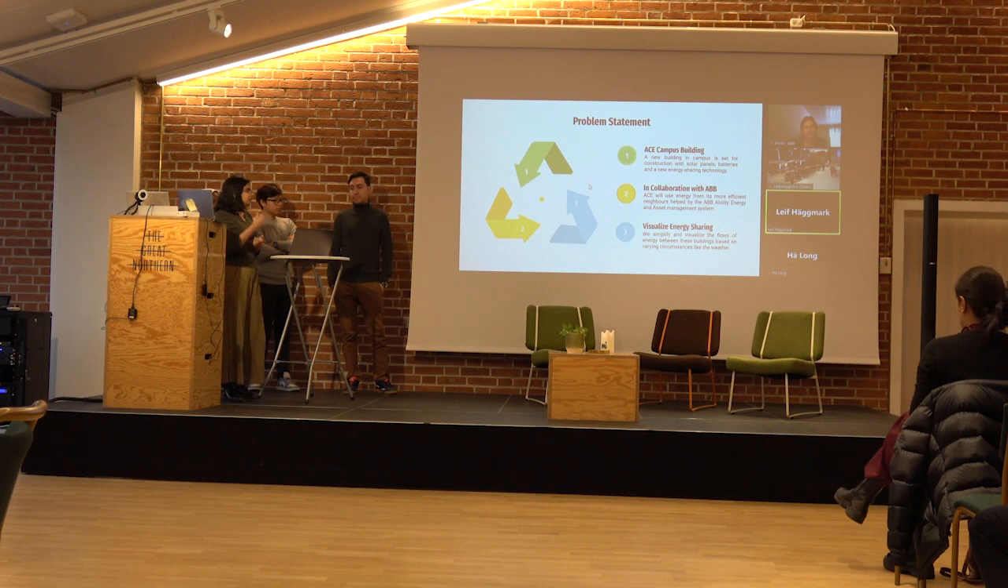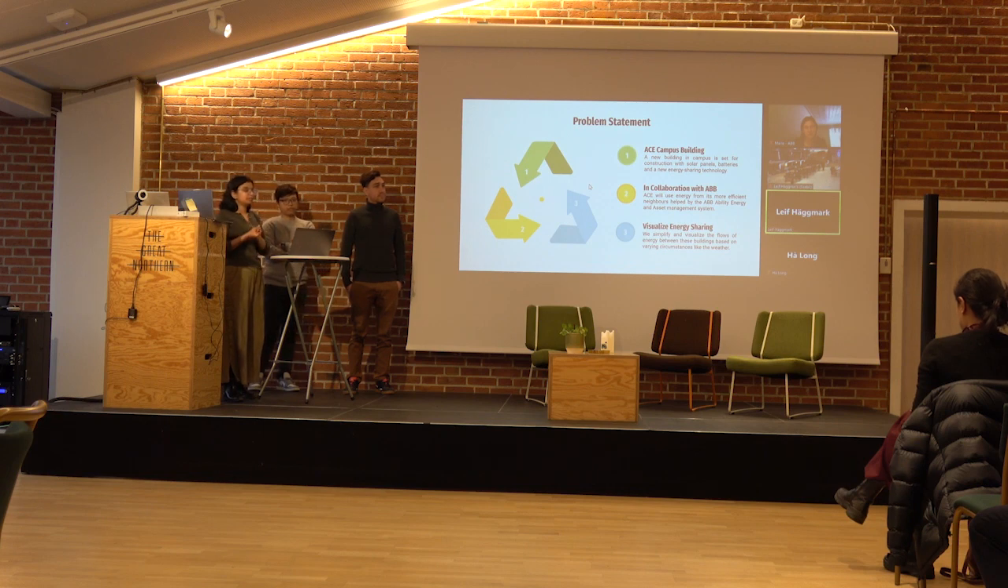So the problem statement has three subparts. Our solution is based on the new building on campus that is going to be constructed. It's called the ACE building. The assumption is that this building is going to have solar panels, batteries, and is going to be part of a new energy sharing technology with its neighboring buildings.